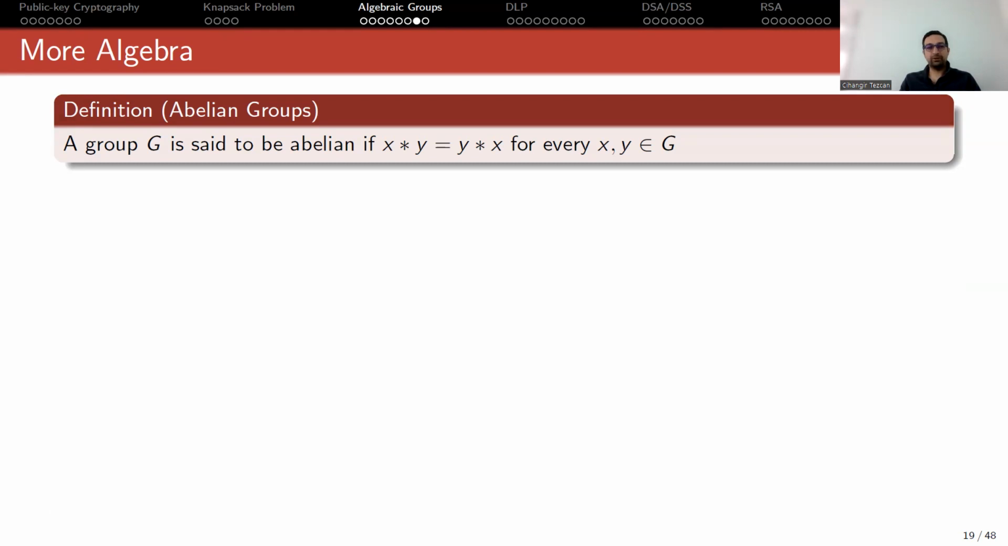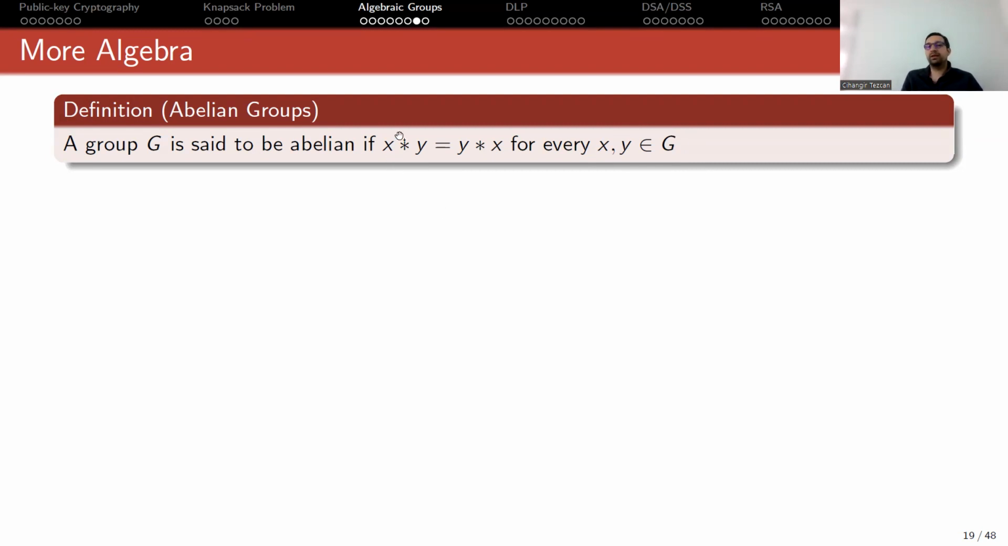So let's talk about abelian groups. A group G is said to be abelian if X operation Y is always equal to Y operation X for every X, Y in this group G. So you might say that, isn't this the case all the time? You might get that intuition because I always talk about addition, multiplication. So these are commutative. So this is why you feel like this should be always the case.